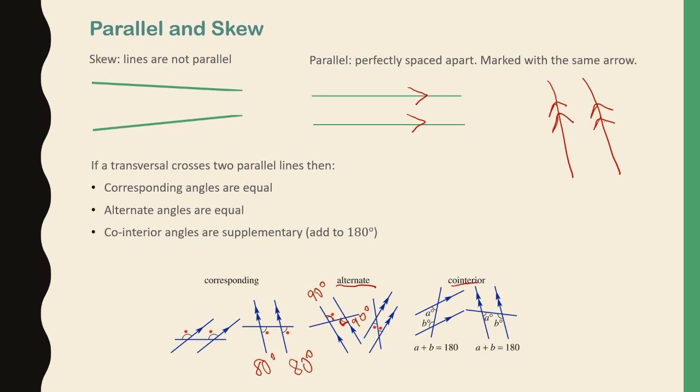Third type, co-interior. This is the C, or you can think of it as a U. So this is when you have the 2 angles on the same side of the transversal, and co-interior angles equal 180 degrees. So if this angle C was co-interior to this angle D, I could say C plus D equals 180 degrees.